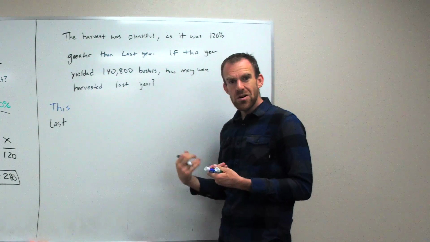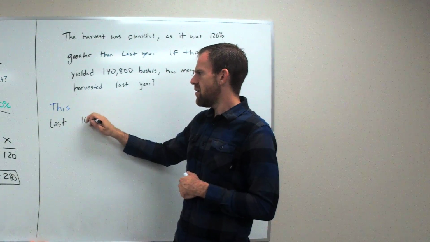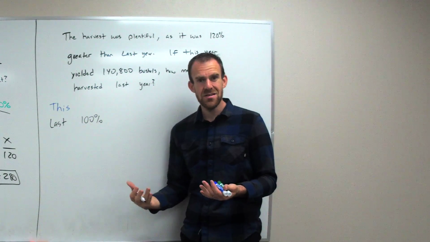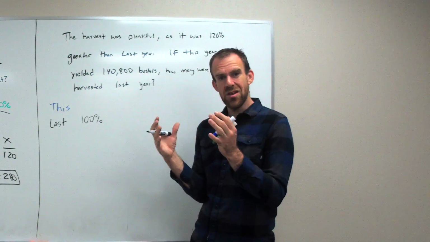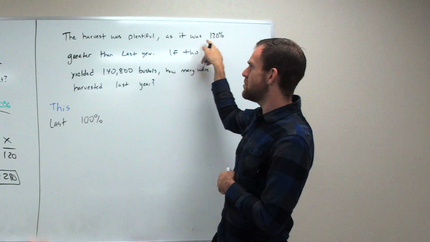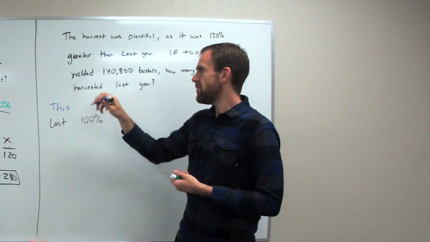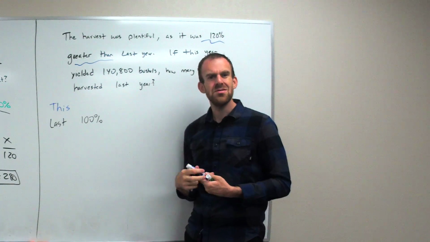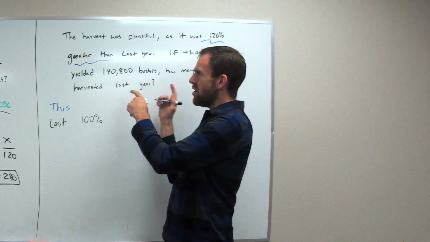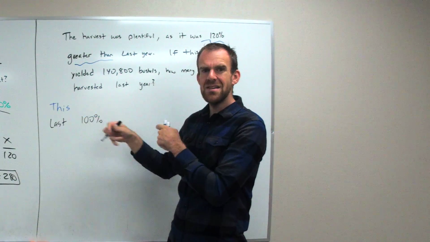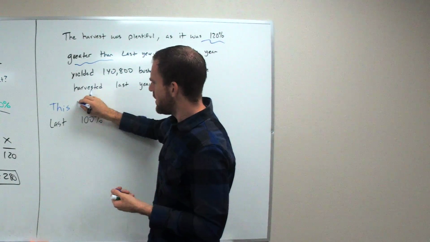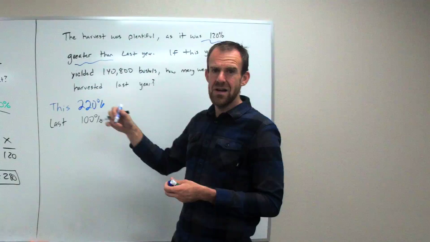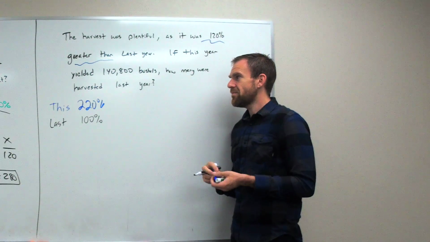If last year was 100%, right? Because you harvested 100% of what you harvested last year, so that's the whole thing. This year was 120% greater. And this is where, if you do it this way, students tend to get confused. If it's 120% greater, this year is now 220%. It's 100% plus 120.